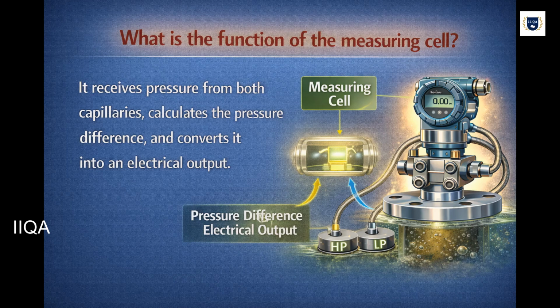What is the function of the measuring cell? It receives pressure from both capillaries, calculates the pressure difference, and converts it into an electrical output.